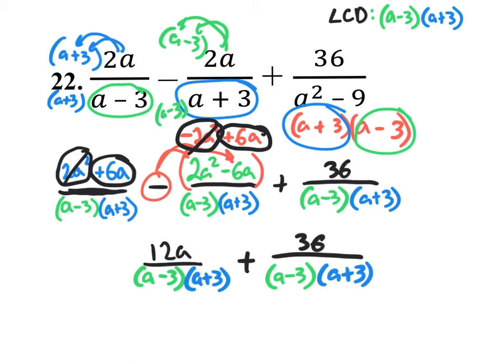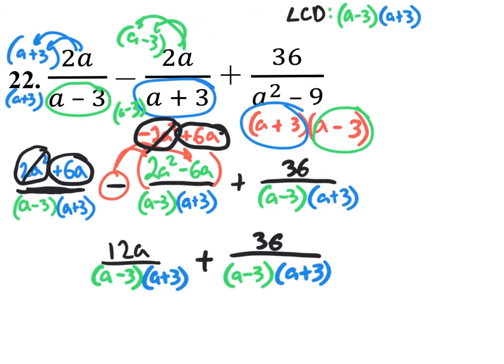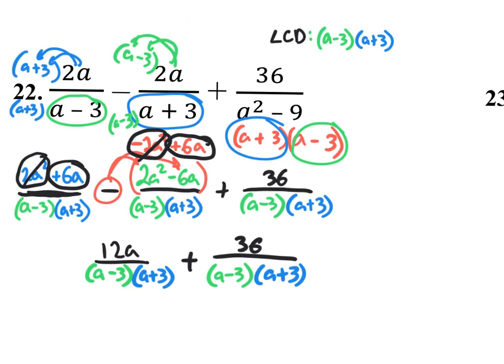And now that we have that common denominator on both of those, we could simply combine the top with the top. So you can't really combine 12a plus 36. You're just going to rewrite it. So let's do that. Let me make some space here. Over here, we have equals the common denominator on the bottom with the 12a plus 36 up on top.